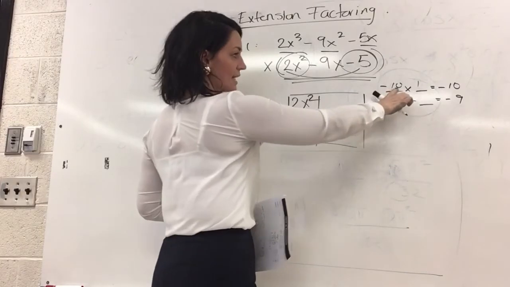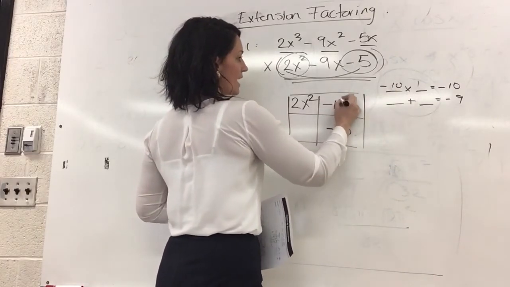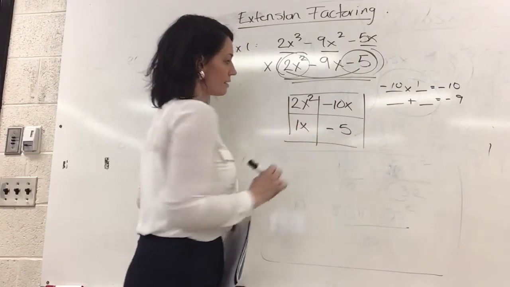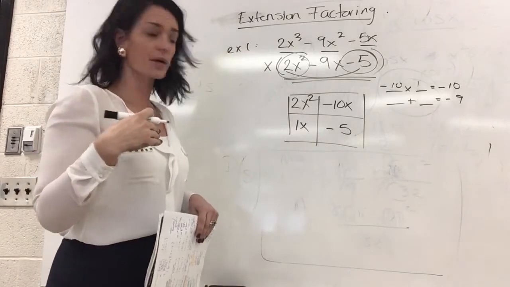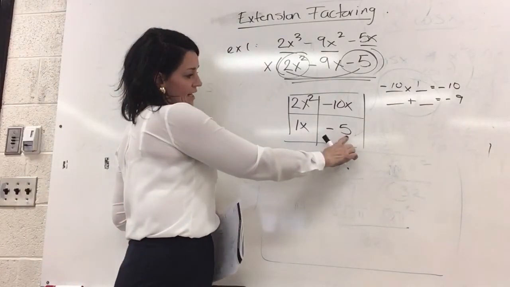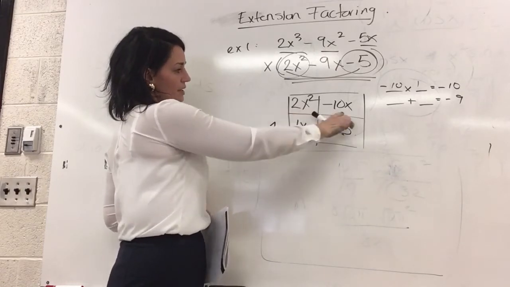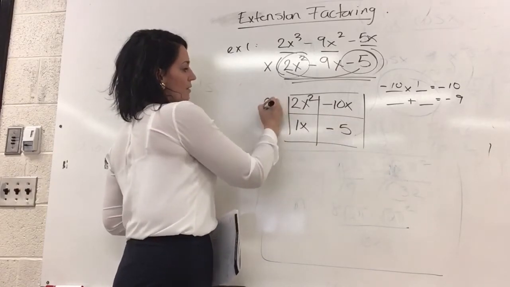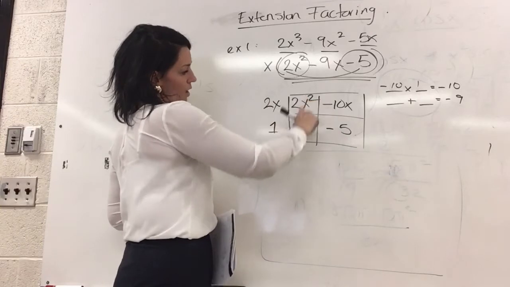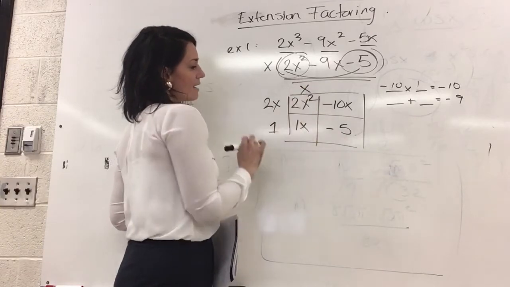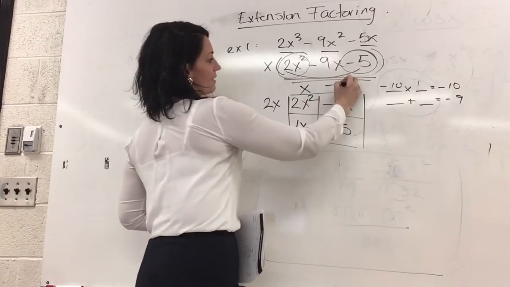And then what I do is I take these and put them in. So negative 10x and 1x, okay? Then you're going to pull out the greatest common factor. So what can I take out of a 1x and a minus 5? I can take out a 1. What can I take out of a 2x squared minus 10x? I can take out a 2x. What can I take out of here? I can take out an x. What can I take out of here is a negative 5.